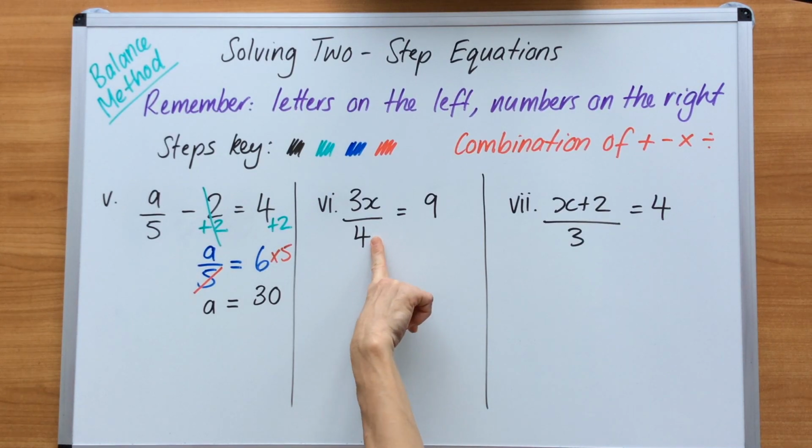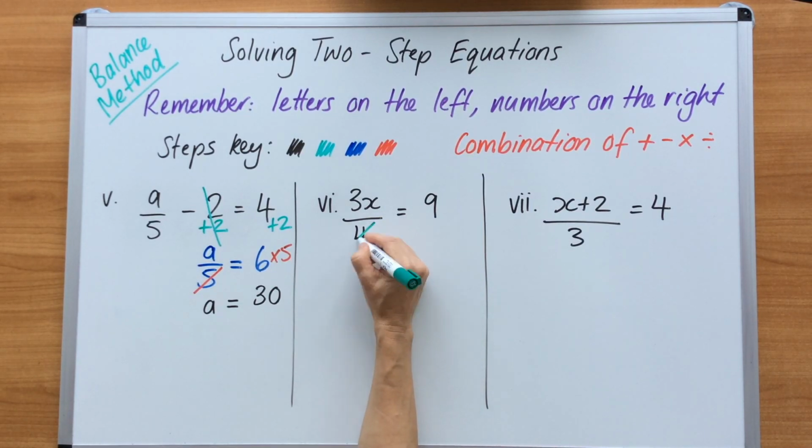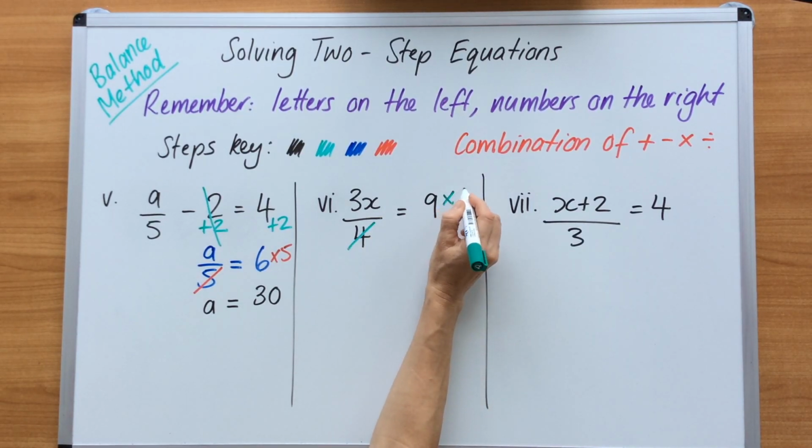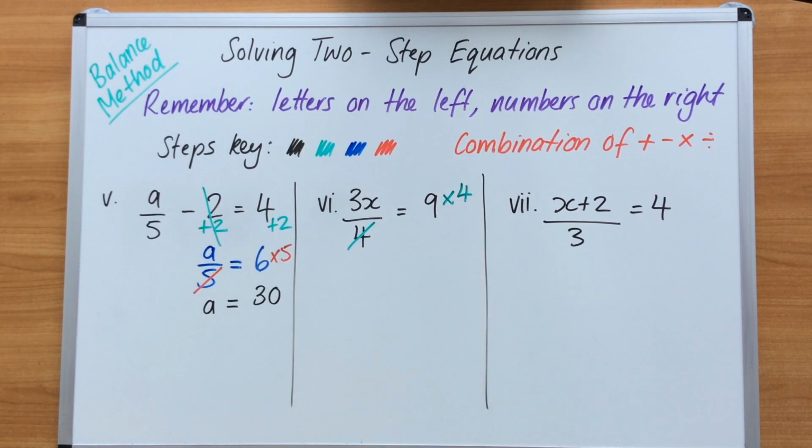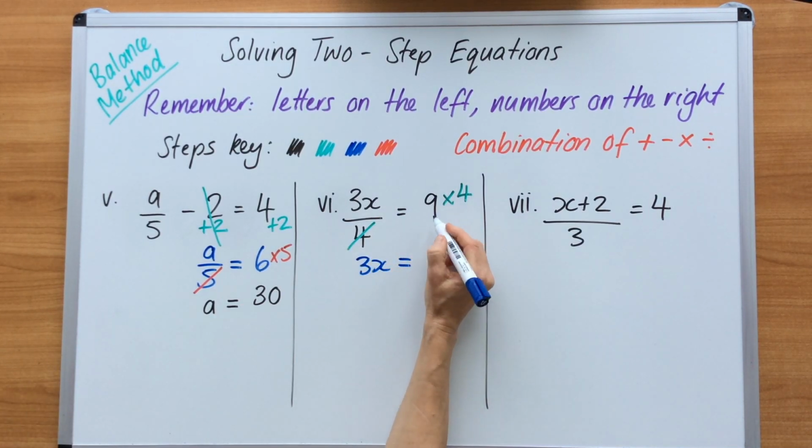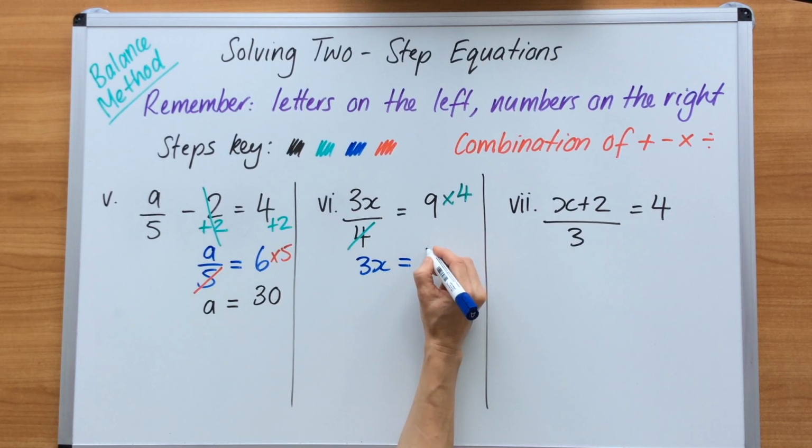Again, we have a division. So we start with division here. The opposite of division is multiplication. So I cross out the 4 and I give this to the 9. Okay, so cross it out, give it to the 9, and I'm going to drop down the 3x equals and solve 4 times 9 is 36.